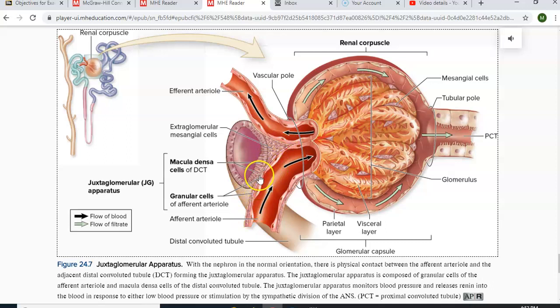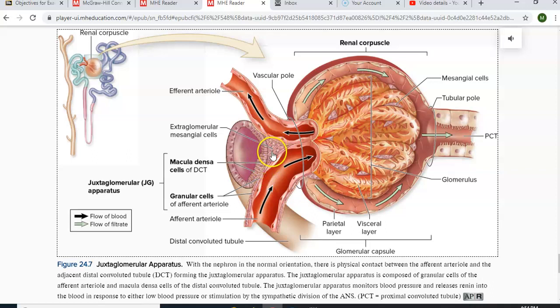And those little walls, you can see how they're very closely, or basically touching each other. So they sit right next to each other. That allows them to communicate, which they will do. All right, so those are the parts of the juxtaglomerular apparatus.